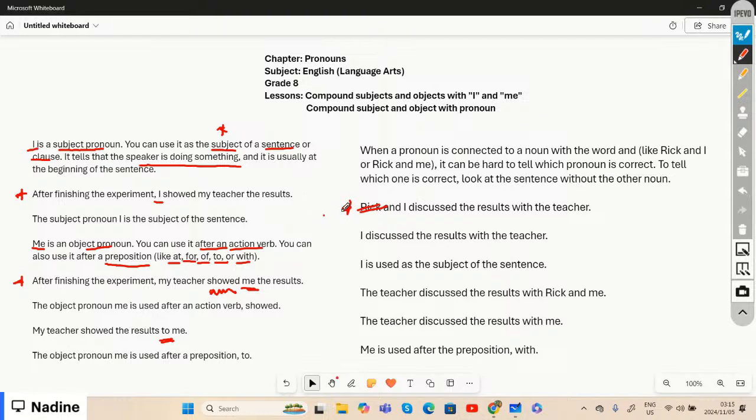Now, if we look at the next one, it says the teacher discussed the results with Rick and me. So if we were to remove the noun, then we would say the teacher discussed the results with me. And me is the object pronoun, and it comes after a preposition.